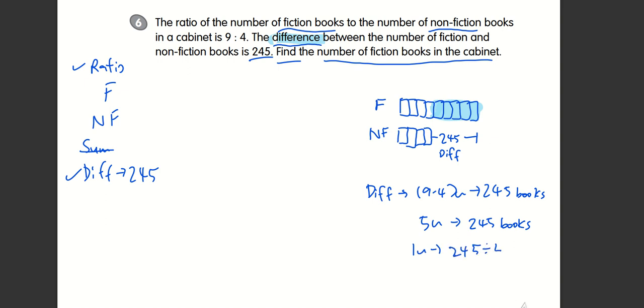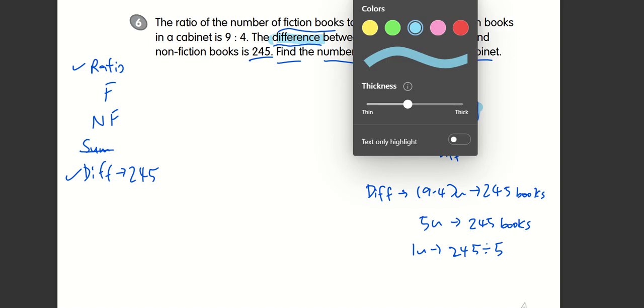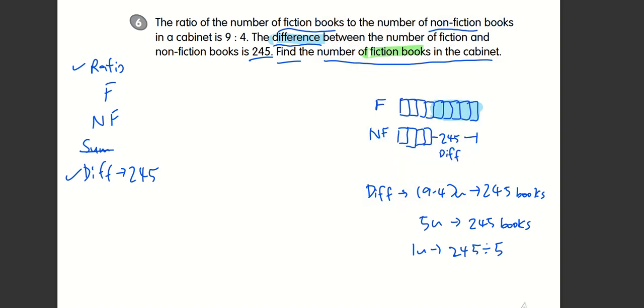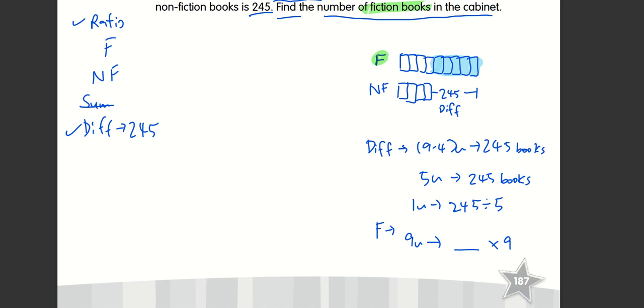So over here we are supposed to find fiction. So this is the one. That's 9 units. So from here I want to find fiction. That's 9 units. You can do the multiplication. And finally the answer is in books. So I'll leave you to work out the division and multiplication.